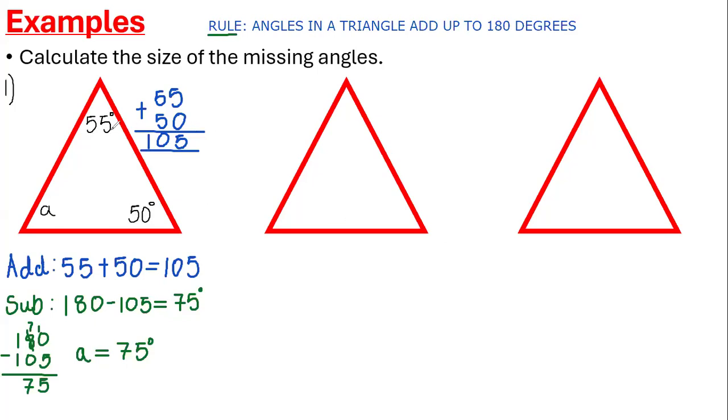All right. So we already know that we have 55 and 50. What are we gonna do with them? We're gonna add them, and that gives us 105. After we add them, we subtract what we get from 180. Why 180? Because angles in a triangle add up to 180 degrees. Now when we subtract them, what do we get? 75, and that's how we got that A is 75 degrees. That makes sense? Yes, sir. Good.